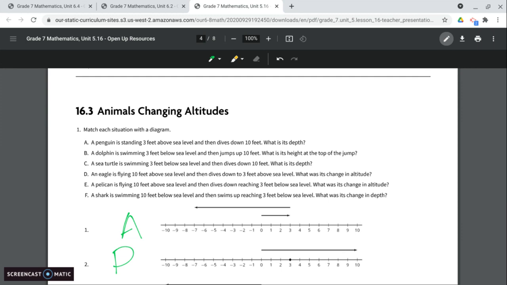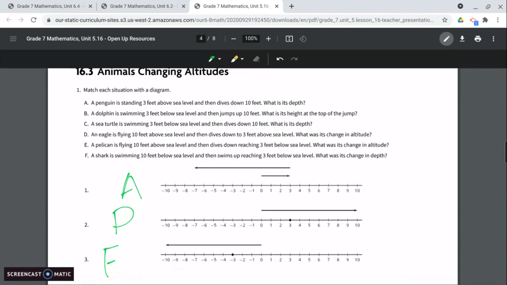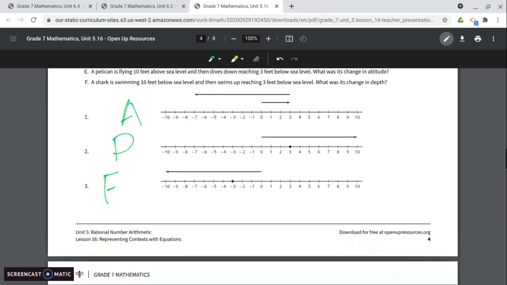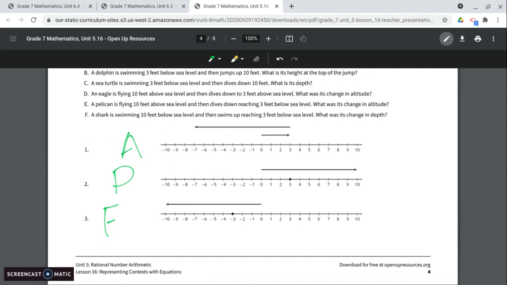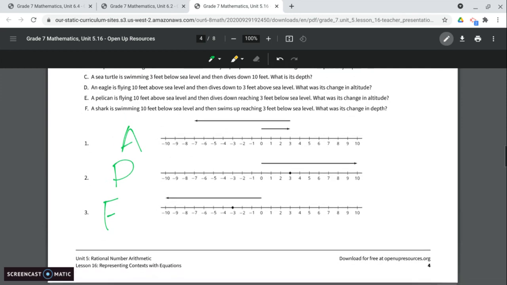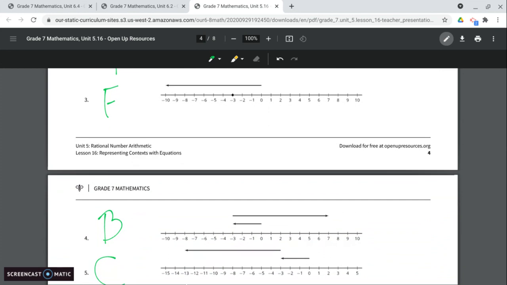Our next one, number 3. A shark is swimming 10 feet below sea level and then swims up, reaching 3 feet below sea level. What was its change in depth? This is F because we were down at negative 10. Our ending point is negative 3. All right, number 4 is B. A dolphin is swimming 3 feet below sea level, then jumps up 10 feet. What's the height of the jump? So notice down at negative 3, up at 7.